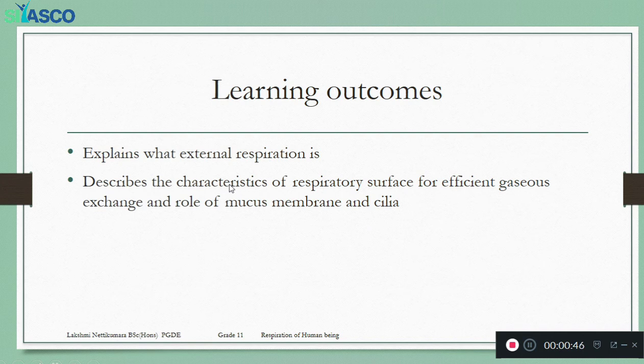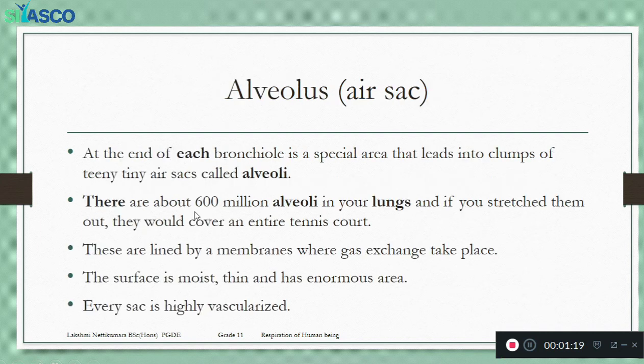At the end of this lesson, you will be able to explain what external respiration is and describe the characteristics of respiratory surface for efficient gaseous exchange and the role of mucous membrane and cilia. This part related to the nasal cavity you have already learned. Now for the completion, in this lesson also you should pay your attention to these two things.